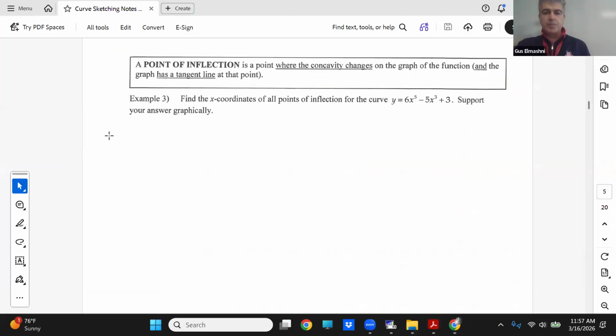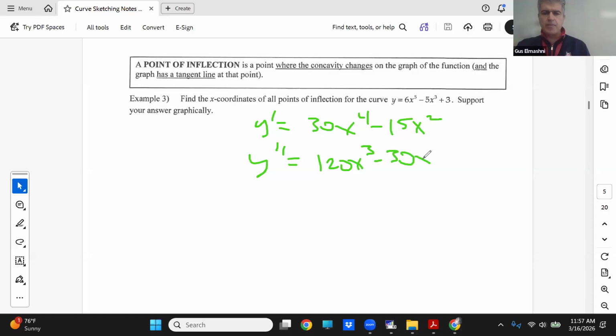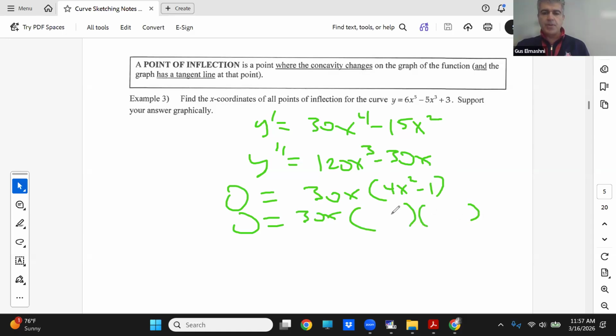So here's what we're going to do. Let's find my first derivative, which is 30x^4 minus 15x squared. Let's find my second derivative, which is what? 120x cubed minus 30x. Set equal to 0. What can I factor out? That's 4x squared minus 1. Can I factor it further? Guys, remember difference of squares?